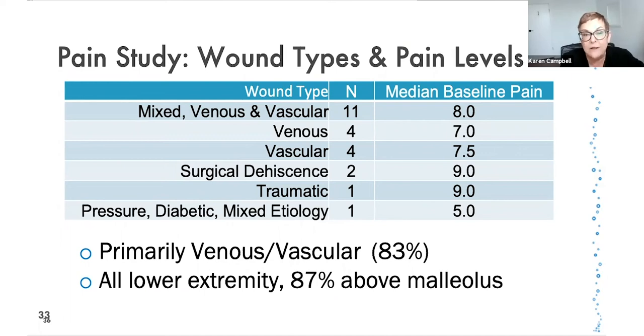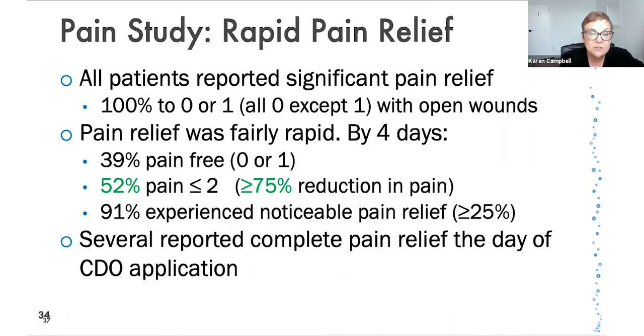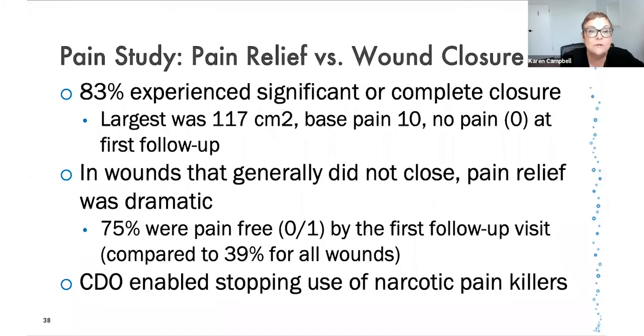87% were above the malleolus. All patients reported significant wound pain relief. 100% went to either a 0 or 1 with an open wound. Pain relief was fairly rapid by day 4. 39% were pain-free. 52% had a greater than or equal to 75% reduction in pain, and 91% experienced noticeable pain relief. And several reported complete pain relief the day of CDO application.